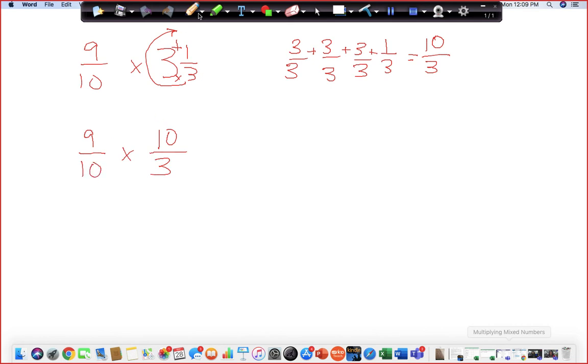We need to cross cancel or cross divide here. We can divide 9 and 3 by 3. 9 divided by 3 is 3, and 3 divided by 3 is 1. We can divide both of these 10s by 10. 10 divided by 10 is 1, and 10 divided by 10 is 1.